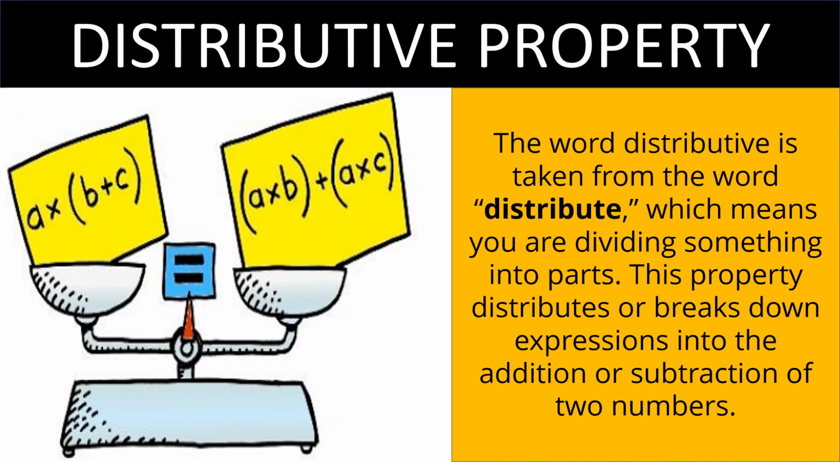Today, let us see one of the most important properties of integers, that is the distributive property, which states that a into b plus c is distributed as a into b plus a into c. Here, the word distributive is taken from the word distribute, which means you are dividing something into parts. The property distributes or breaks down expressions into addition or subtraction of numbers.